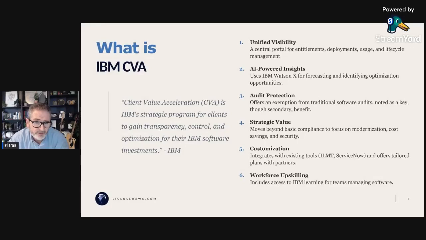I do feel that the CVA program has a number of benefits, but it also has some downsides. Things like unified visibility, they do help you get that together in the portal. AI insights, I'm not so sure about from my experience of it so far. The audit protection has its pros and cons, which we'll have a closer look at. Strategic value in terms of modernization, again, I'm not sure how the CVA program helps on that one. Customization, allowing you to use tools like ServiceNow, definitely some advantages there. And workforce upskilling, again, some advantages.